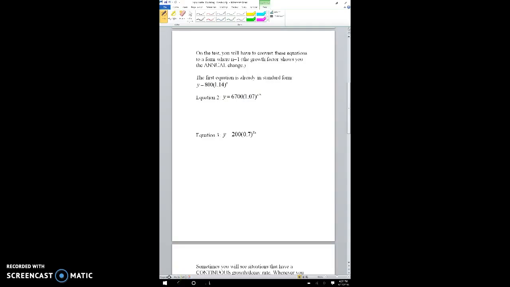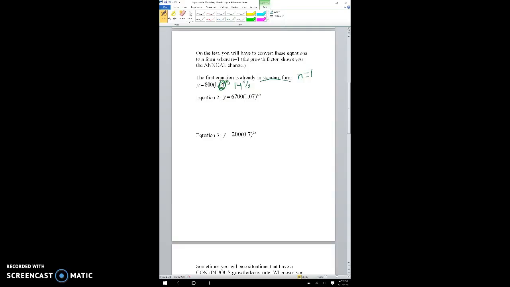Okay, so also on the test, you're going to have to convert the equations you write into standard form, which is basically, in standard form, n equals 1. So that in standard form, you can see what the annual change is. So in the previous examples from the last page, the first example was already in standard form. We could see in the equation what the return was every year. It was 14% per year. And we knew that because the x was by itself.